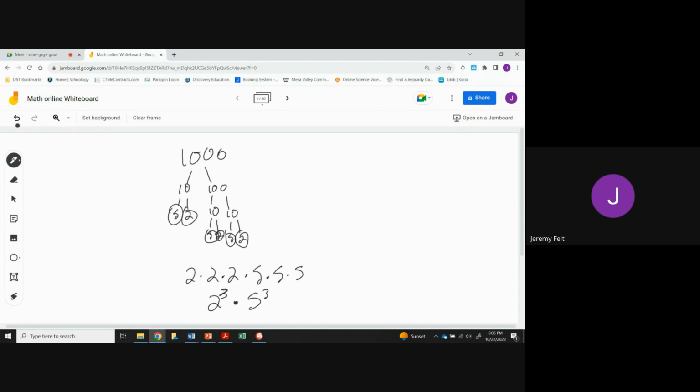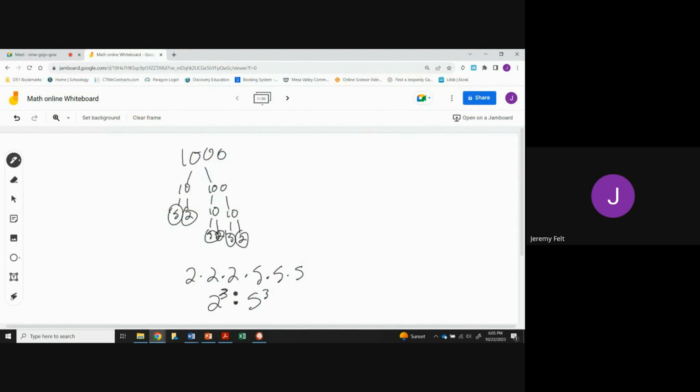Well, let's check. We can always check our work. If something doesn't seem right, we can always go in and check our work. So we just showed you how to use the calculator. So let's do 2 to the power of 3, get out of there, and then times 5 to the power of 3, get out of there, and we get 1,000. So we know we did it correctly. So that's one way you can use the calculator to help you check your work.